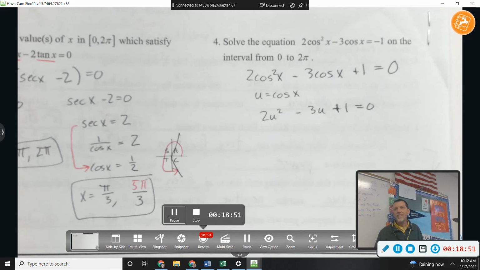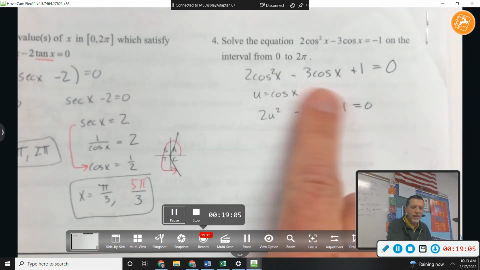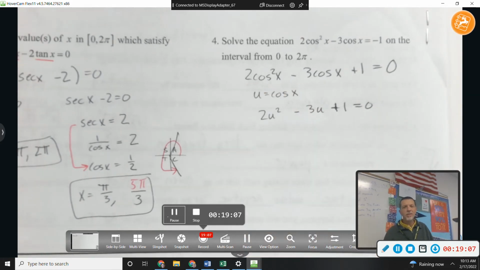Cosine squared plus 1, is that would be like sine? No, because sine squared plus cosine squared is 1. So 1 minus cosine squared would be sine squared. And we wouldn't want to do that anyway, because then we'd have sines and cosines in this problem. So yes and no.